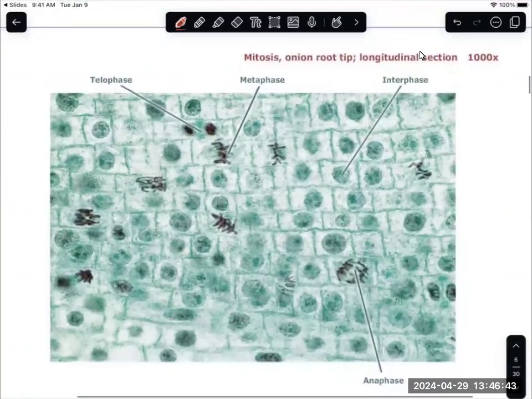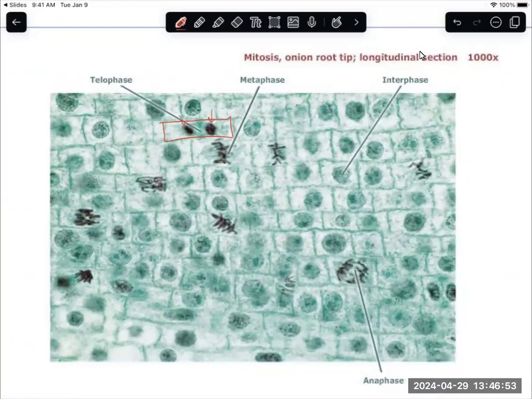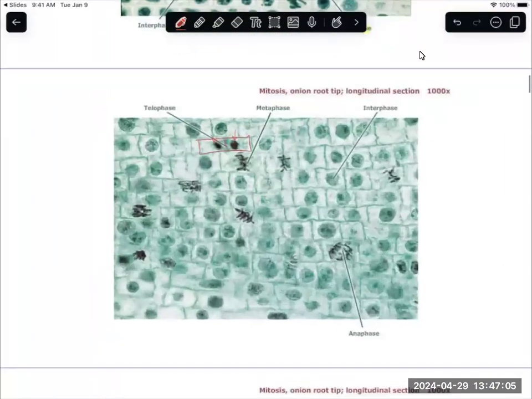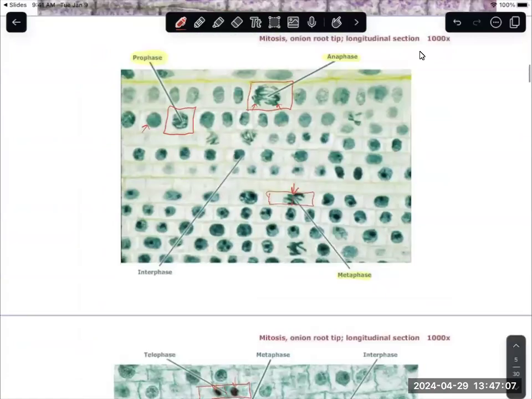Think if I had a telophase here. Here, you can see the telophase. So you can see these two different groups of chromosomes that kind of pick up darker stain, and you can see this middle where this cell is kind of pinching off. So all of these different phases here are labeled.